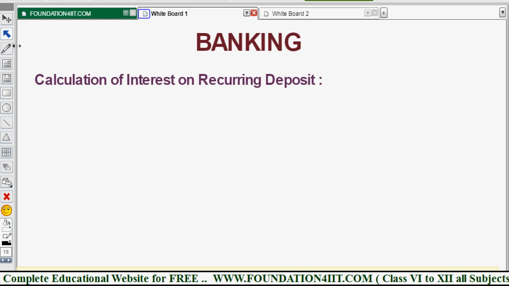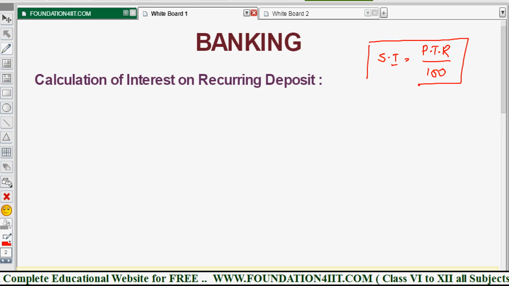Generally, we have the formula for simple interest, which we learned in previous classes. The simple interest formula is PTR by 100: principal into time into rate of interest divided by 100. This is the simple interest formula for normal banking problems. But in a recurring deposit, the payment is every month. Suppose we pay an amount P rupees every month.